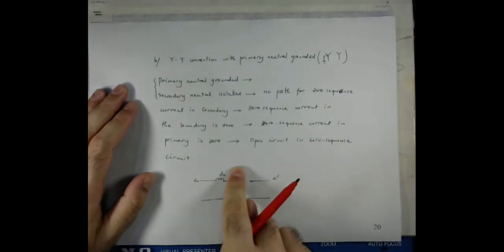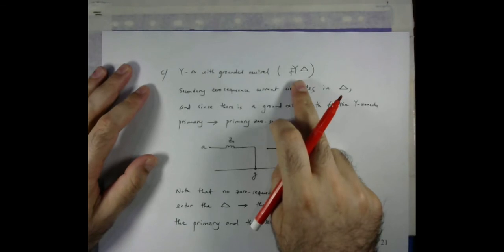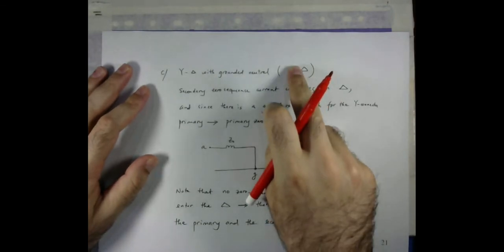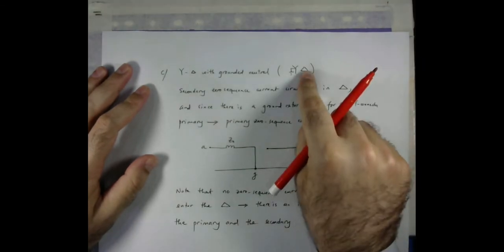No zero sequence current. Now let's take another case where we have the primary side Y connected, the neutral is connected to the ground, and the secondary side is delta connected.